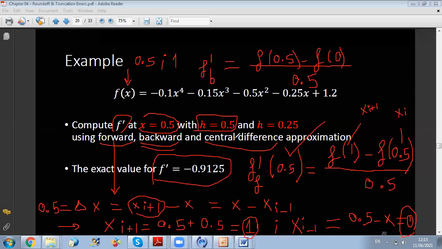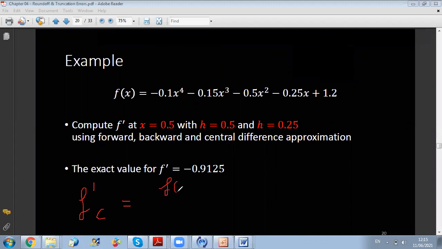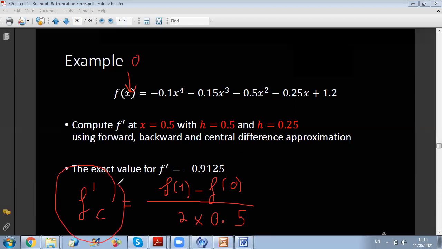Now, if I want to use the central difference approximation, for f prime central I just want to use x_{i+1} and x_{i-1}. So it will be f at 1 minus f at 0, and f at 0 I got from the previous step by replacing x by 0 here, over 2 times delta x, so over 2 times 0.5. Now I have all three computations of f prime, and I want to see which one is more accurate.